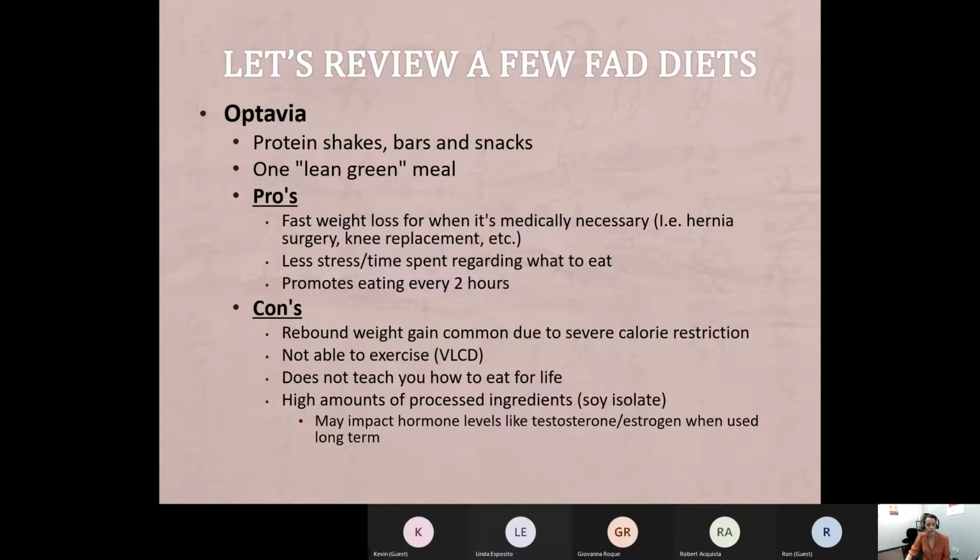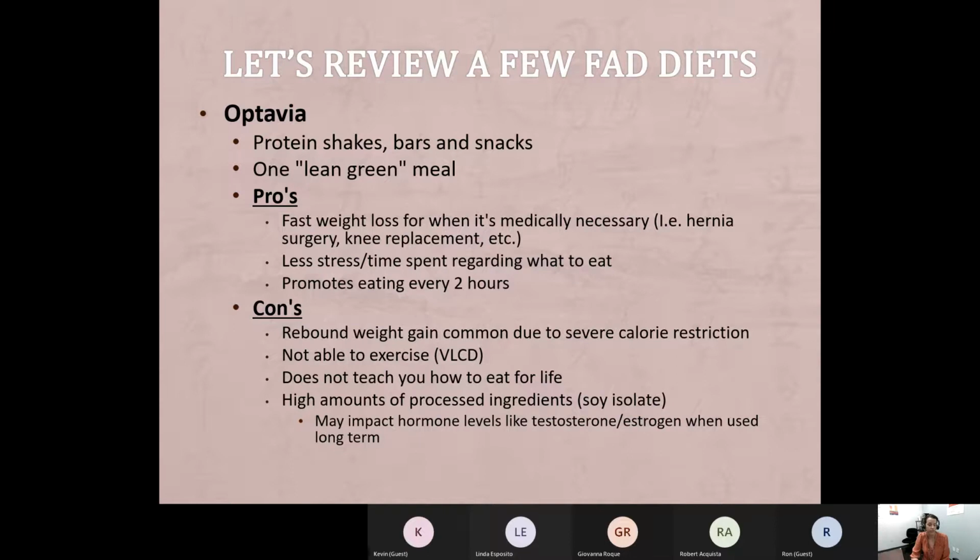I'm just going to briefly go through a few that come to my mind when I hear fad diet, because a lot of my patients come to me either doing these currently or have done them in the past, and it's caused detrimental effects to their health and well-being. So Optavia is one of them. And yeah, I'm saying the name because you will hear a lot of people doing them.